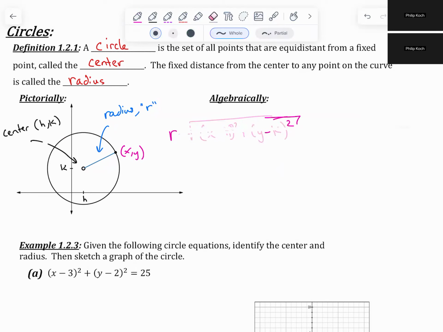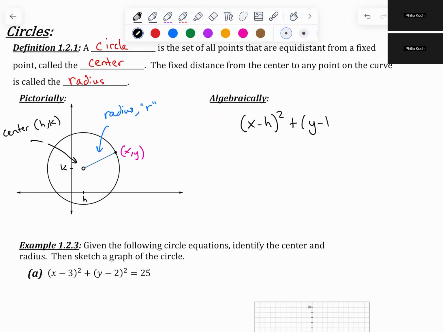Algebraically, we say that this is x minus h quantity squared plus y minus k quantity squared is equal to r squared. That's the standard form of a circle, where h comma k is the center. That is the formula for it. And it comes from the distance formula.